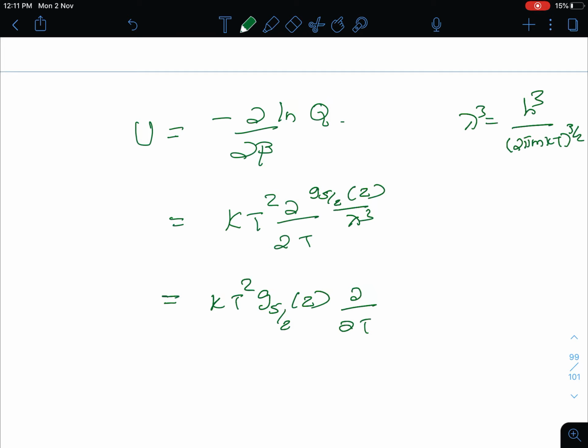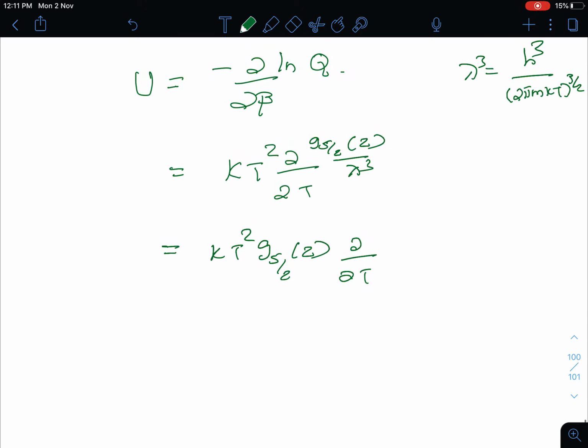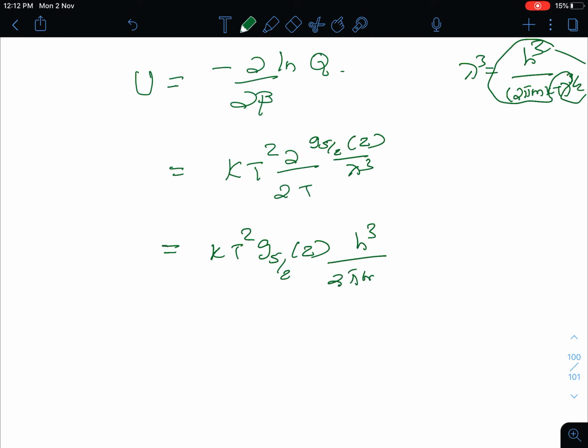Lambda is inversely proportional to t. In this, all these things are constant, that is, h, 2 pi m k and so on are all constant. So all that can be taken outside again. So h cube by 2 pi m k all raised to 3 by 2 dou by dou t of 1 by t raised to 3 by 2.